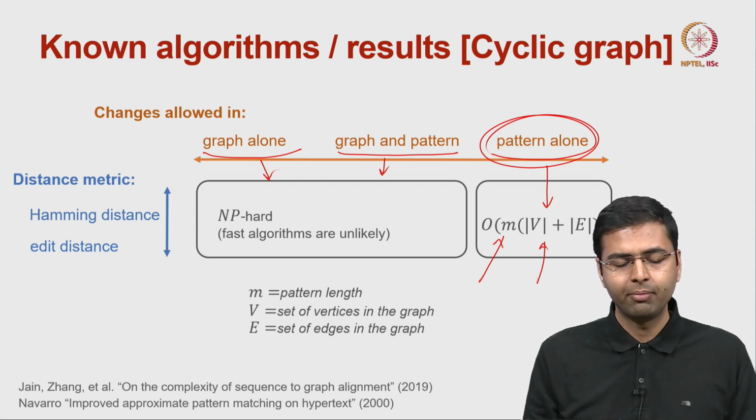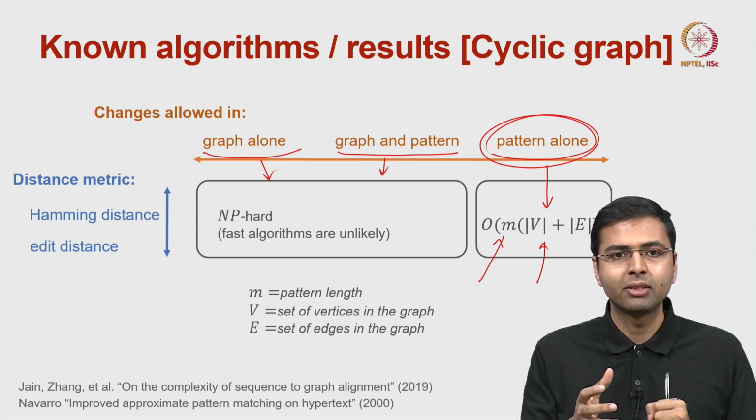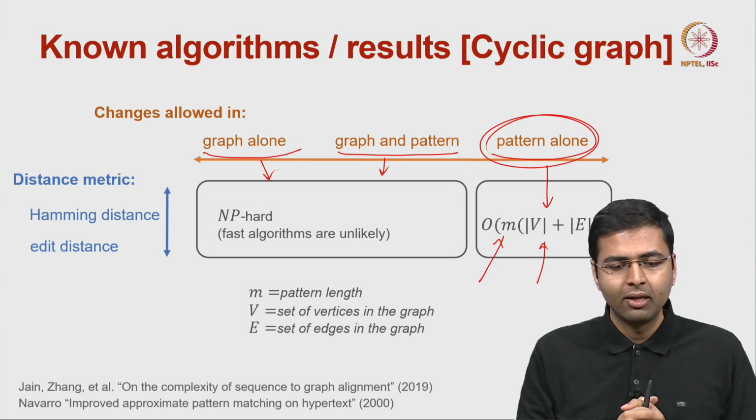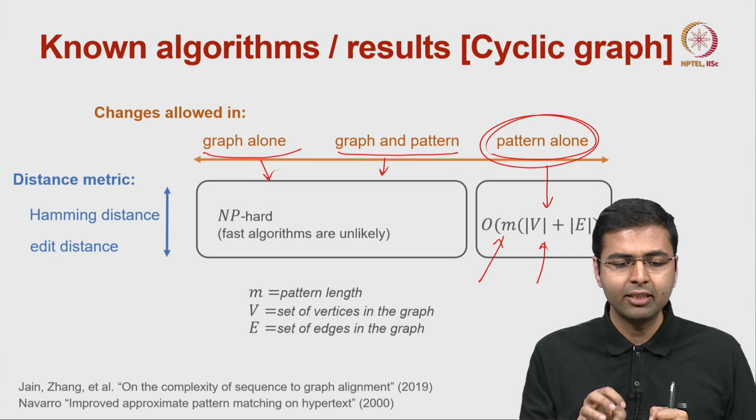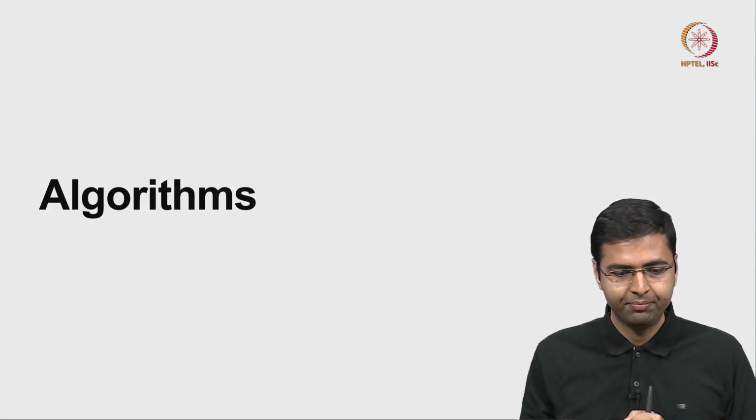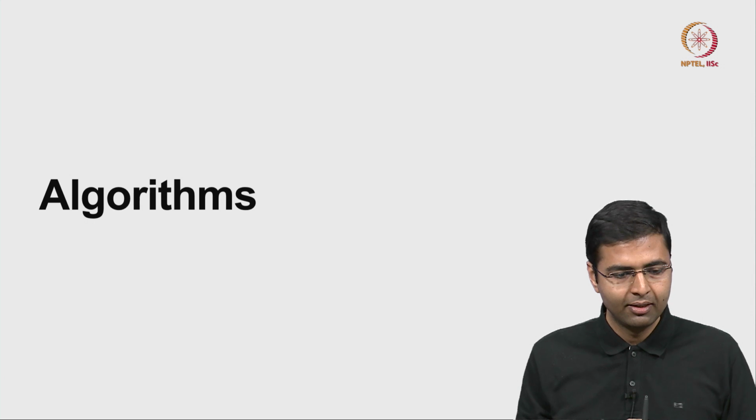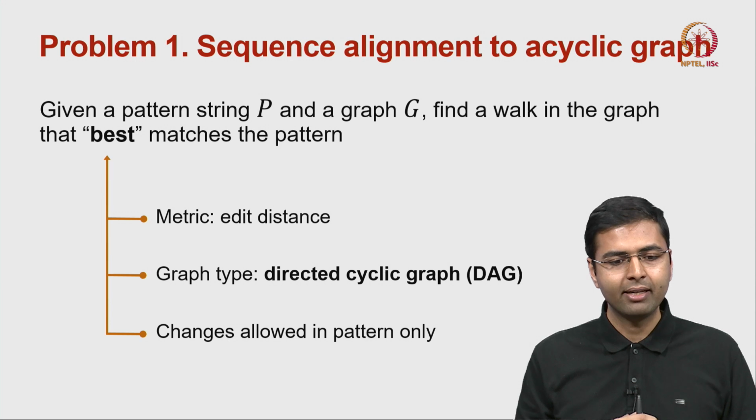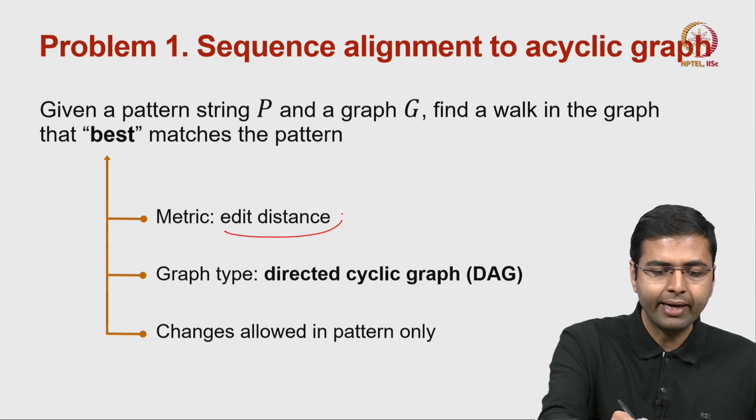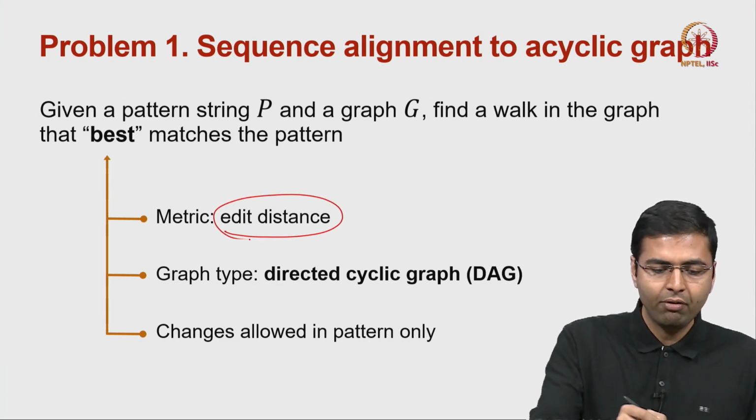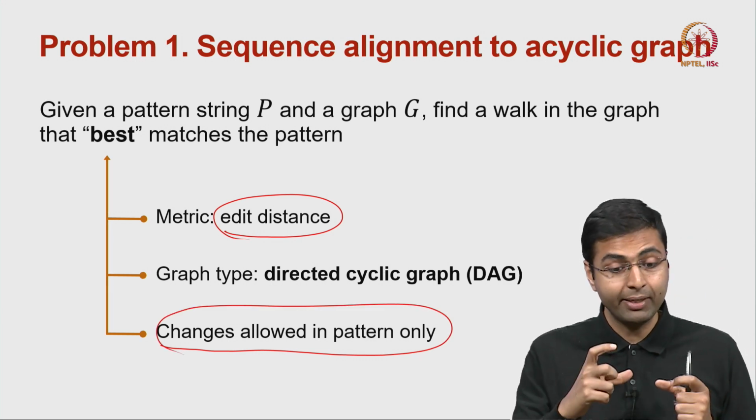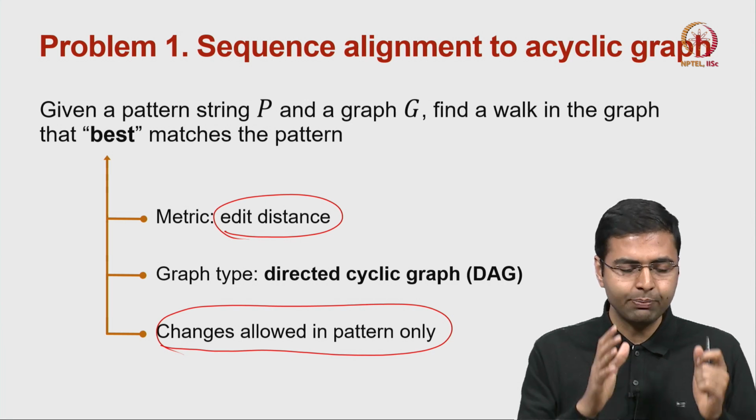So these are the known results, and this is just to illustrate that there are a variety of problems depending on what metrics we allow and where we allow the changes. Going forward, let us discuss some of these problem versions in more detail. Let us start diving deeper into the algorithms. Let us start with the acyclic graph, solving sequence alignment to an acyclic graph first. We will fix the metric as edit distance, and we will say that changes are only allowed in the pattern. Although in the case of DAGs it does not matter because symmetry holds for DAGs, let us focus on this specific problem version.